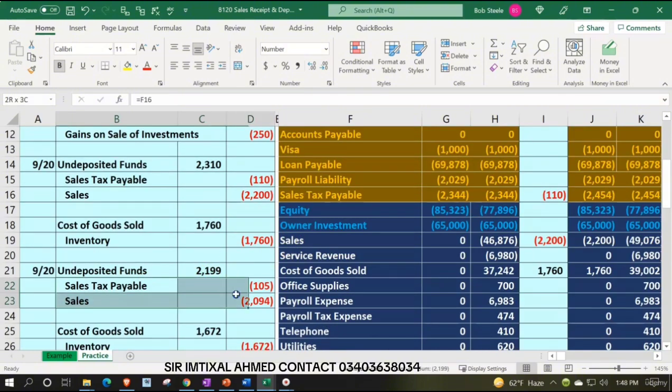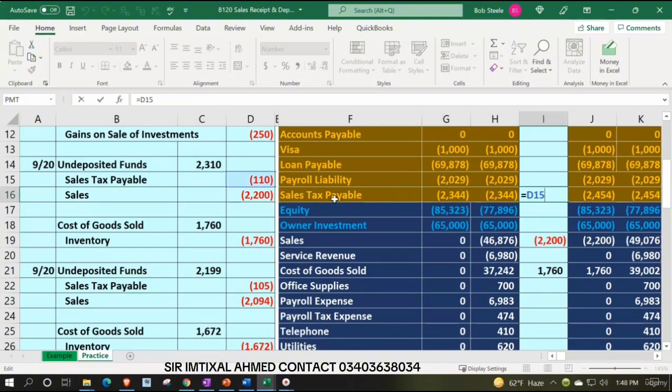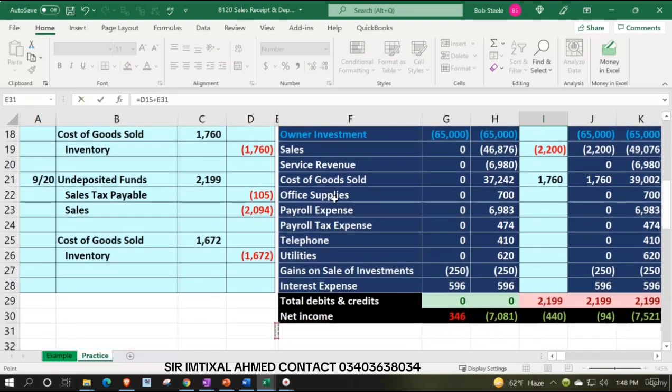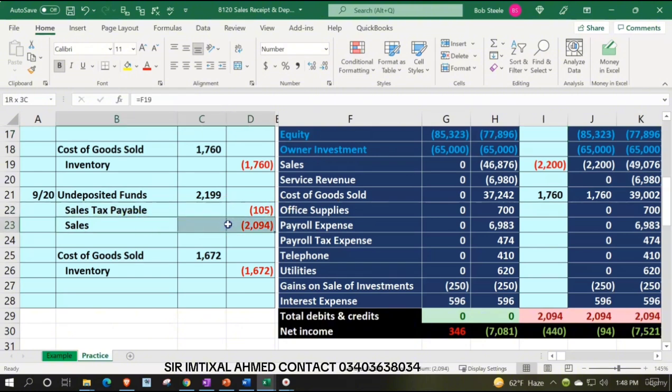And then we've got the sales tax payable. Sales tax payable is going to be right here. Something's in it, so F2 plus F2. Scrolling down, we're going to pick up the 105. And then we've got the sales here.